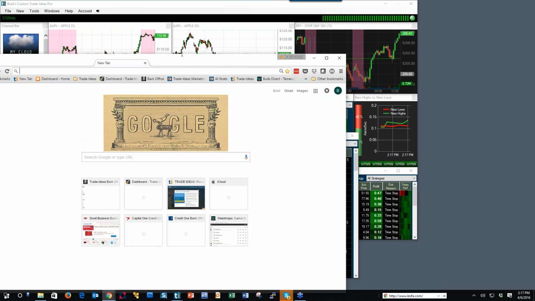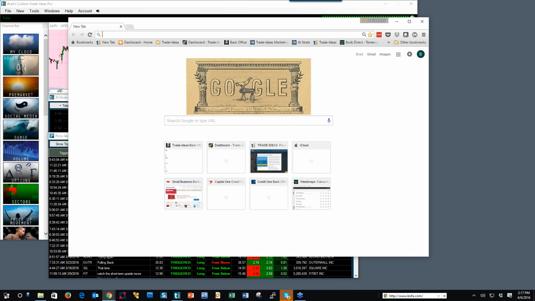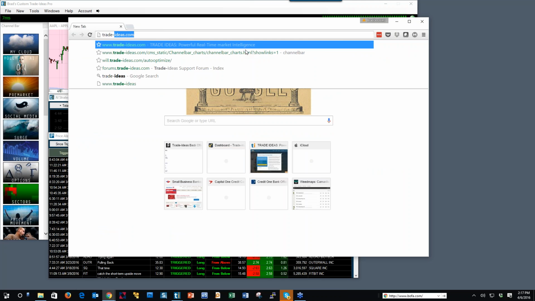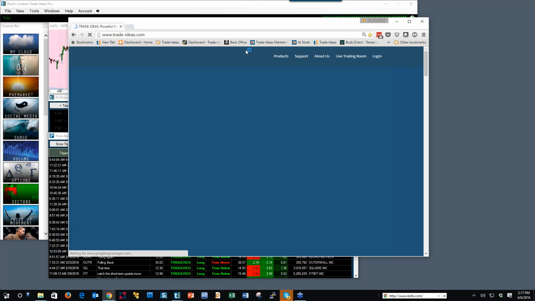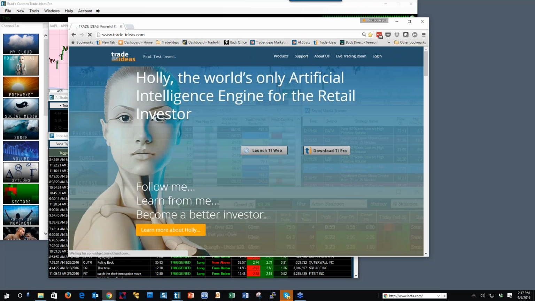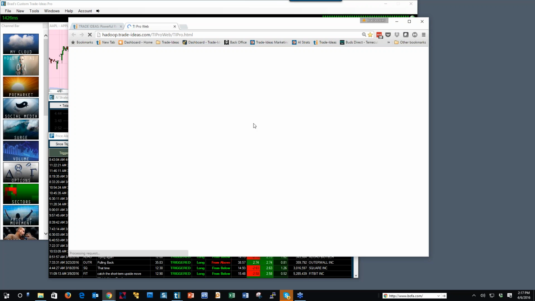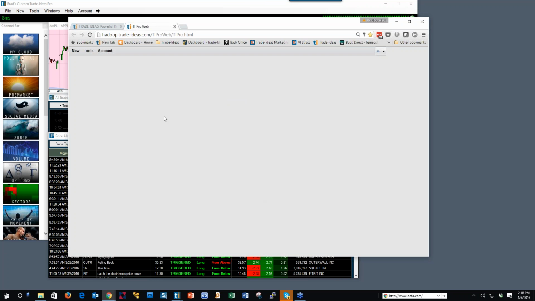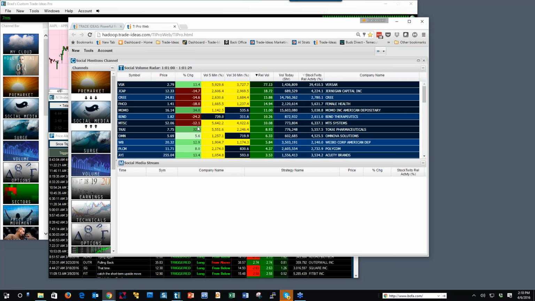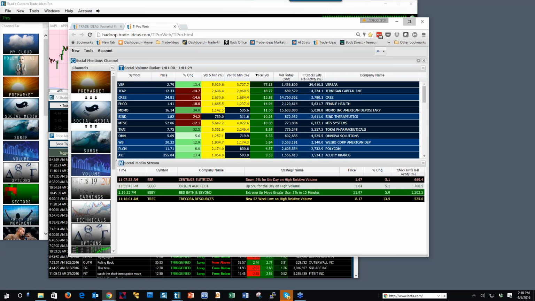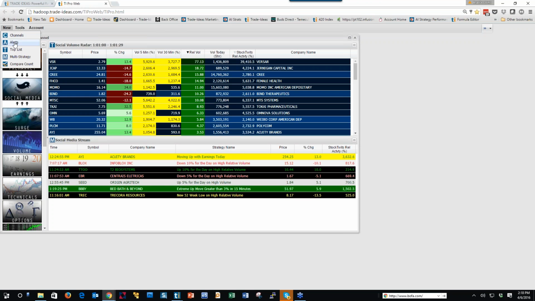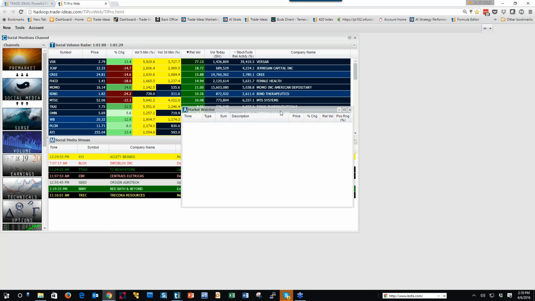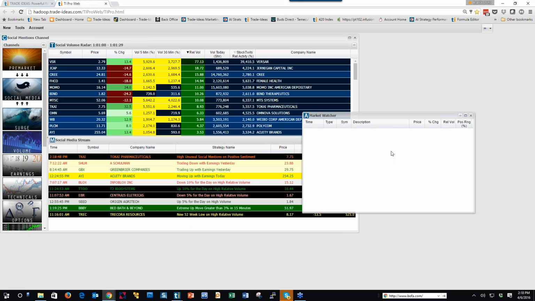Now, I don't have Holly in it just yet, but work has just started on bringing Holly into the web. So if I just go to TradeIdeas and I hit this Launch TI Web, let me log in right here. It's a really robust web version because it allows free-floating windows. You can move your windows around. So if I blow that up, I can then bring in an alert window, move that, and you can create a very robust workspace.